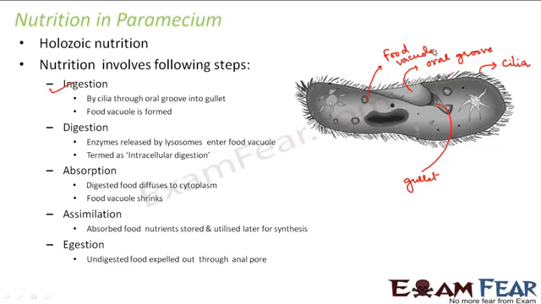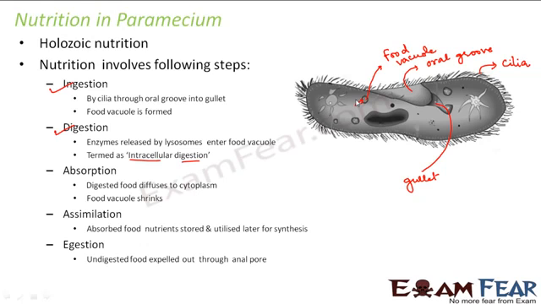Now the next step is digestion. For digestion we obviously need some enzymes so that they can break down the complex food into simpler molecules. So enzymes released by lysosomes enter the food vacuole. The term is known as intracellular digestion. The same process will happen in case of paramecium also. Lysosomes will release some enzymes. Those enzymes will enter inside this vacuole and they will break down the complex food into simpler ones.